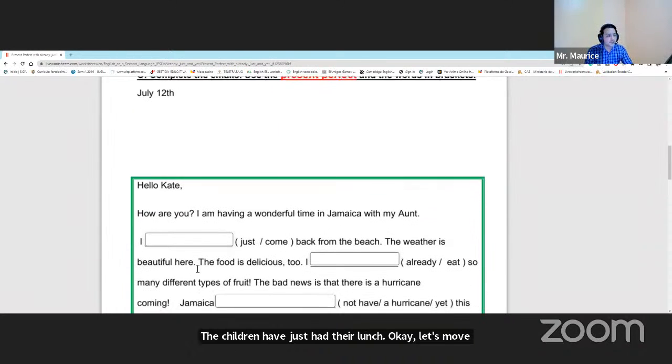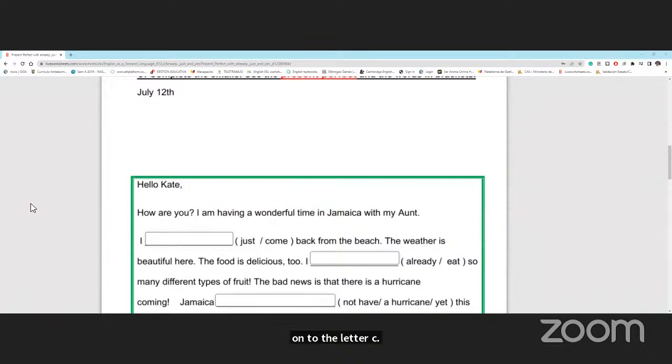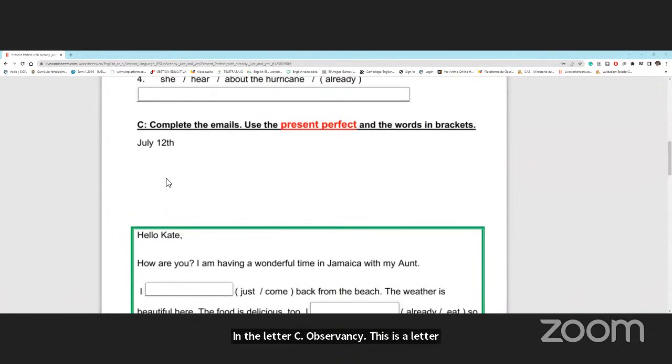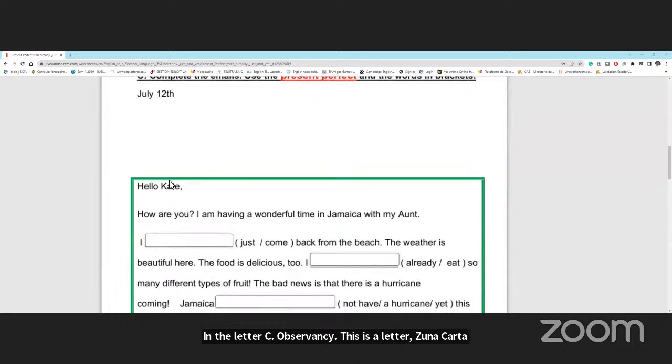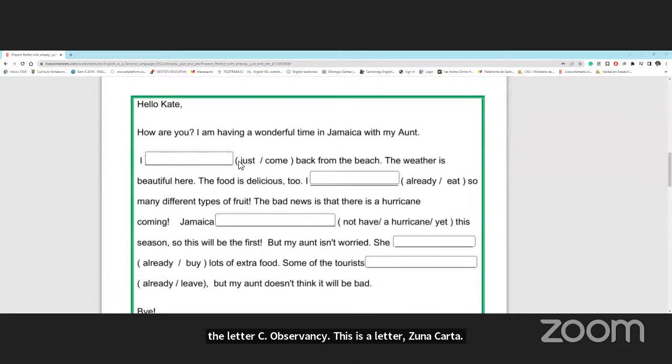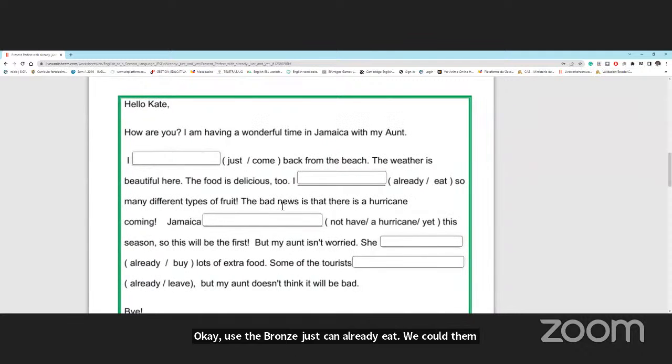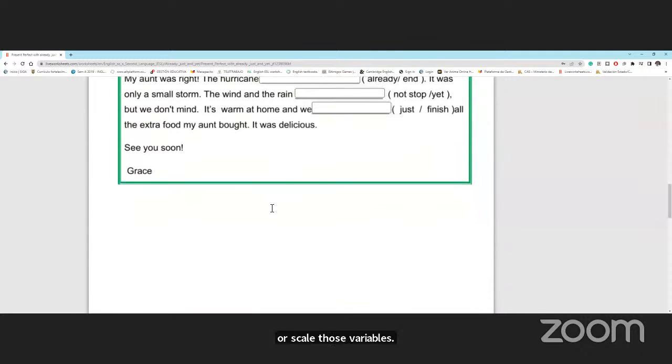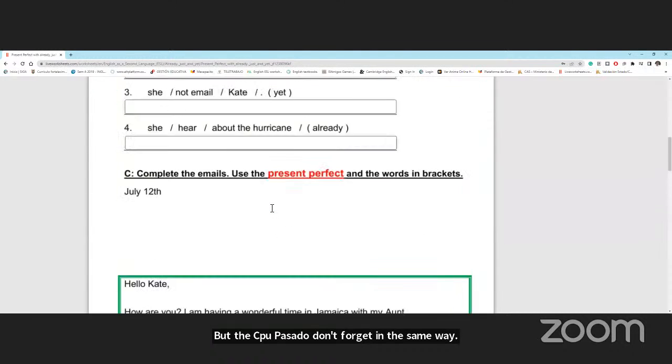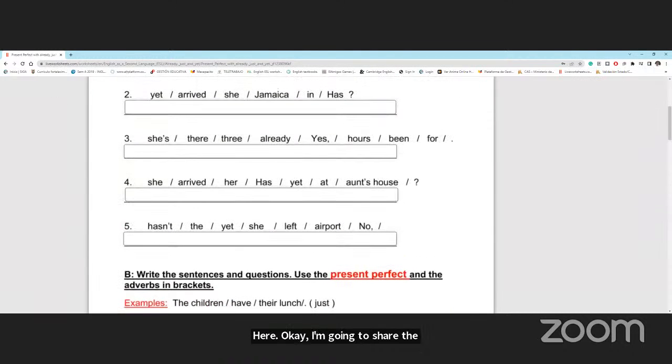In the letter C, as you can see, this is a letter, es una carta. So you're going to complete it using the present perfect. Okay? Use the prompt just came, already eat. Recordemos que los verbos participio pasado, don't forget, in the same way here. Okay? I'm gonna share the link, so please give a minute. For this activity, you will have 8 minutes.